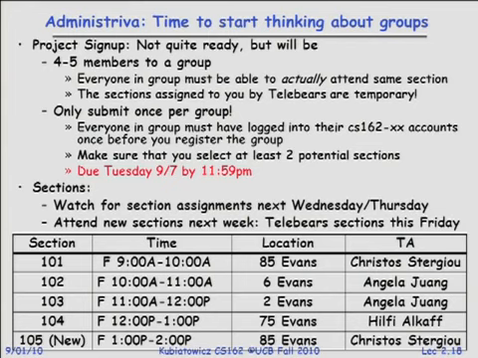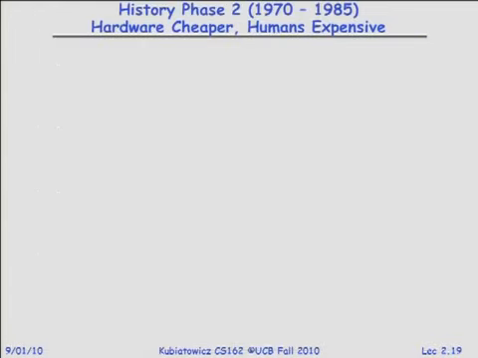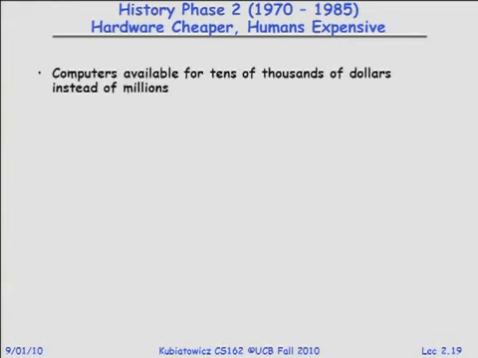So now what we'll do is we'll talk for a little bit more, and then I'll actually give you guys a real break. So let's talk about phase 2, which I would call here: hardware is getting cheaper, humans are now expensive. Okay, so this is a new mode. And basically, you can buy a computer for a few $1,000s as opposed to millions of dollars. That's kind of interesting. Operating systems technology is finally maturing in this time frame.